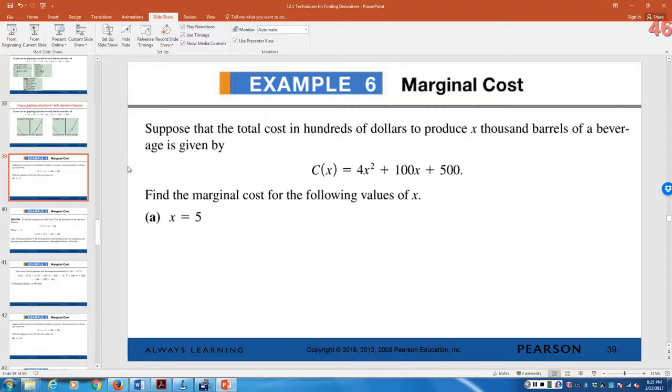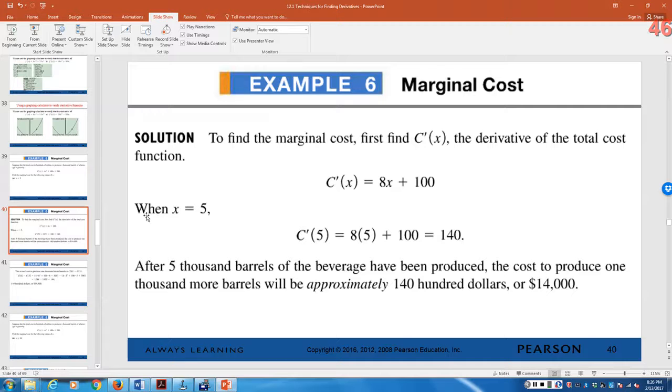So the last example here says, suppose that the total cost in hundreds of dollars to produce x thousand barrels of a beverage is given by C of x is equal to 4x squared plus 100x plus 500. Find the marginal cost for the following values of x. Well, the marginal cost is simply the derivative of C of x because it's the rate of change of cost. So you take the derivative, and the derivative is 8x plus 100. And then you plug in 5. And C prime of 5 is 8 times 5 plus 100, which is 140.